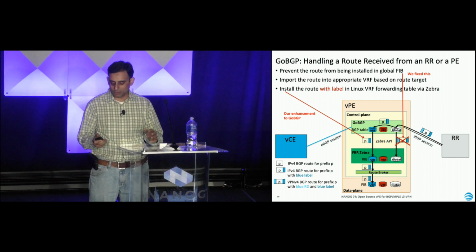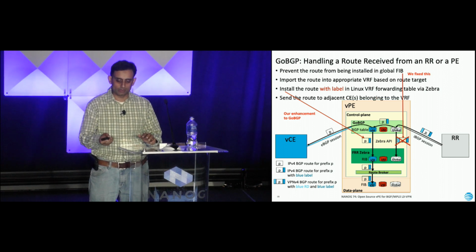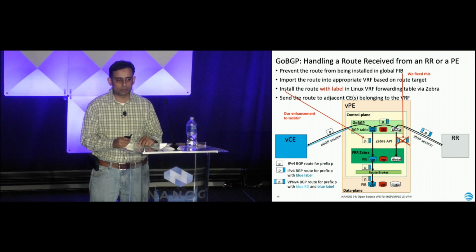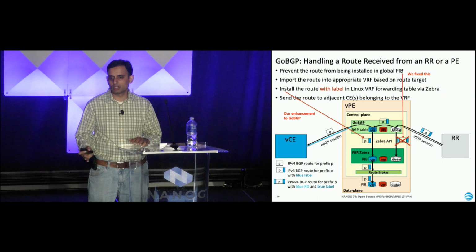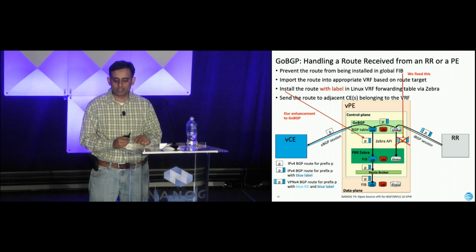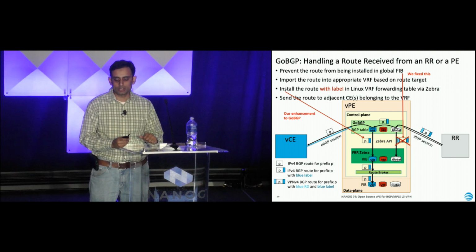So after that, the route is sent as a pure IPv4 route to the CE. So, as far as this scenario is concerned, where the route comes from the route reflector, again we had to do two modifications, and both had to do with how routes are communicated down to the Zebra daemon.